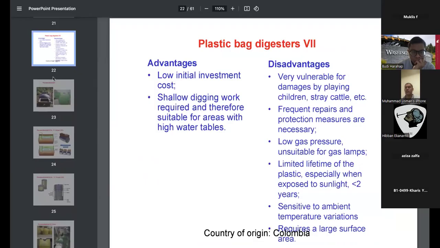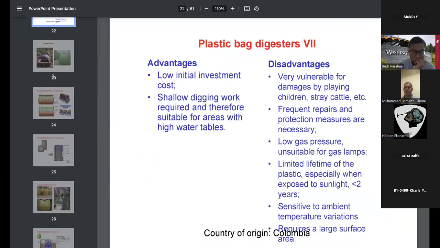And these are some of the advantages and disadvantages of this type of biogas plant. The biggest advantage is the cost is lowest compared to the other biogas plants which we have already discussed. And in this type of biogas plant, the well or the digester does not need a lot of work; instead, only shallow digging is required. It is very vulnerable to damage like stray animals as well as children. And it requires frequent repairs, has low gas pressure, a limited lifetime, usually less than 2 years, and it is very sensitive to temperature changes.